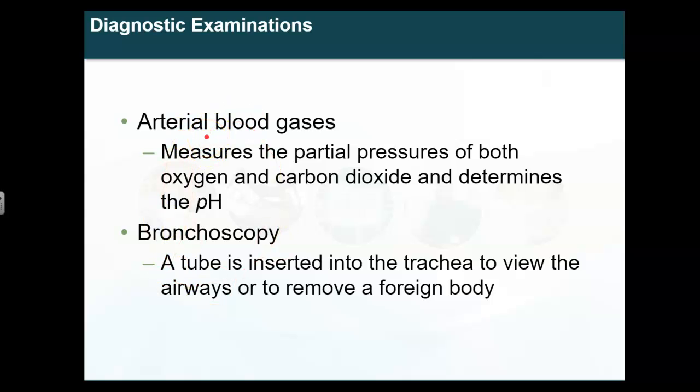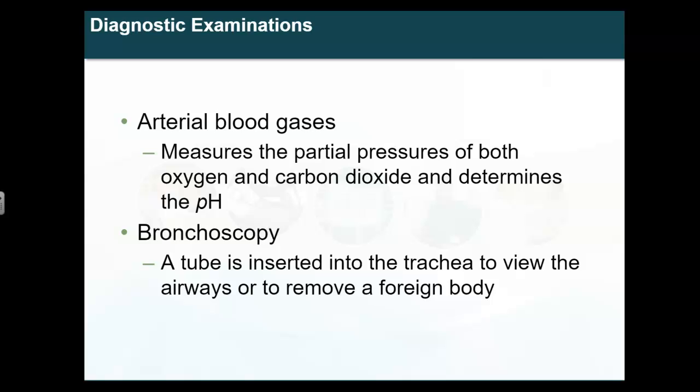So for diagnostic examinations, right now we're on page 279 in the textbook. All of these are listed in here, and I encourage you to take a couple minutes to read through these. I'm going to lightly go over them because I don't want this lecture to be 45 minutes long, obviously. But arterial blood gases measure the partial pressures of both oxygen and carbon dioxide and determine the acidity, the pH, like what's going on there.